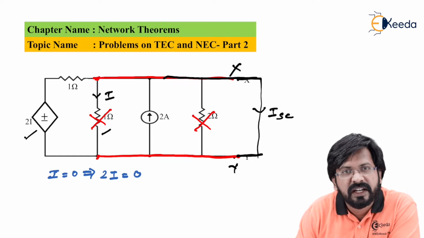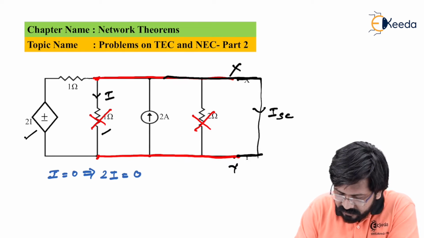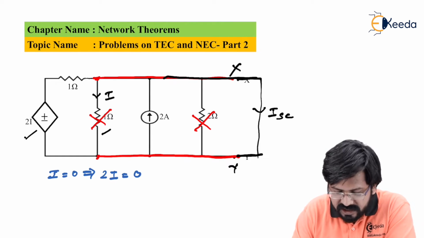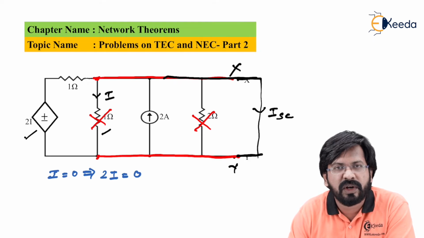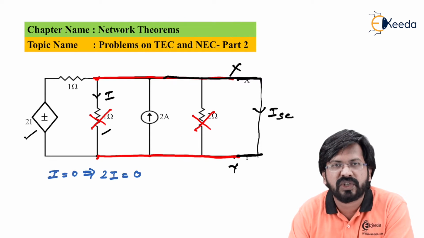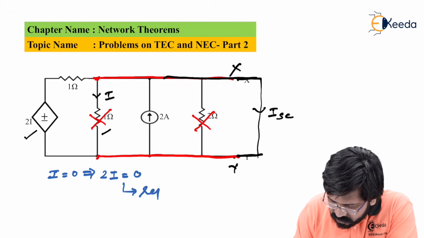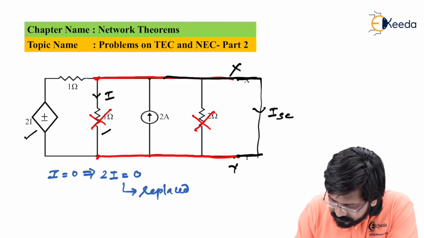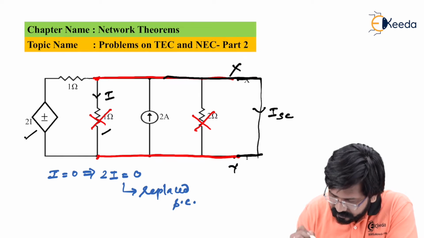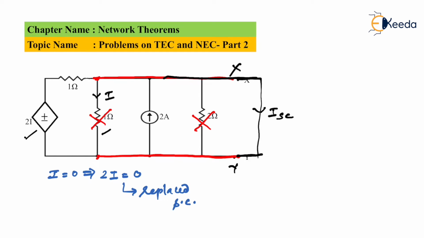In fact, 2I is a voltage source. So I will say this is sourcing no voltage, or it is a 0 volt. Whenever a voltage source sources no voltage, it should be replaced with a short circuit. So this voltage source should be replaced with a short circuit. Effectively, what circuit am I supposed to get? So 2I is short circuited now.